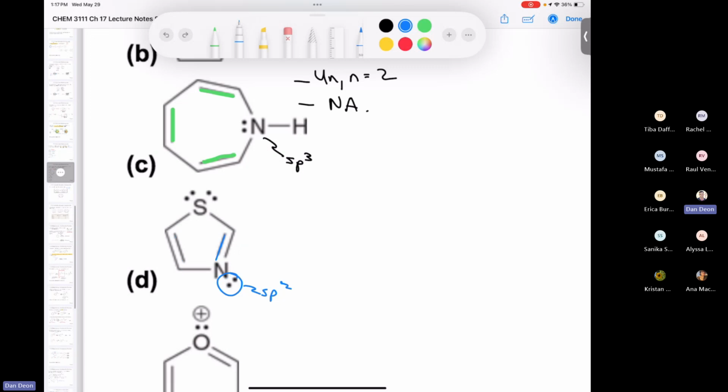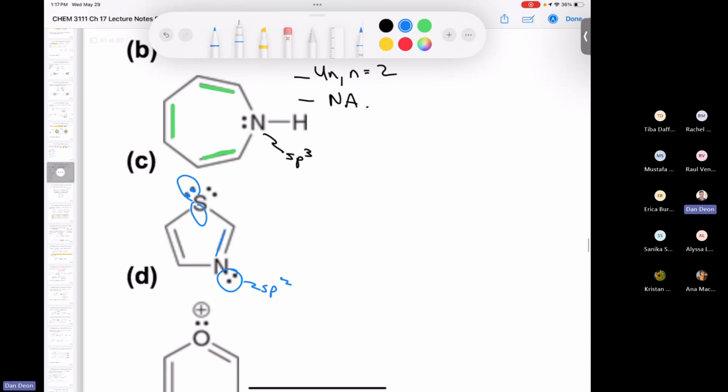So now let's look at the sulfur. If we just highlight one of the lone pairs and ask ourselves, hypothetically, if this lone pair went into a p orbital, then we would have a continuously overlapping system of p orbitals. Then we count the total number of electrons: 1, 2, 3, 4, 5, 6. Is that a Huckel number? Yes. 4n plus 2 when n is equal to 1. 4 times 1 is 4, plus 2 is 6. And so this is an aromatic compound, okay?